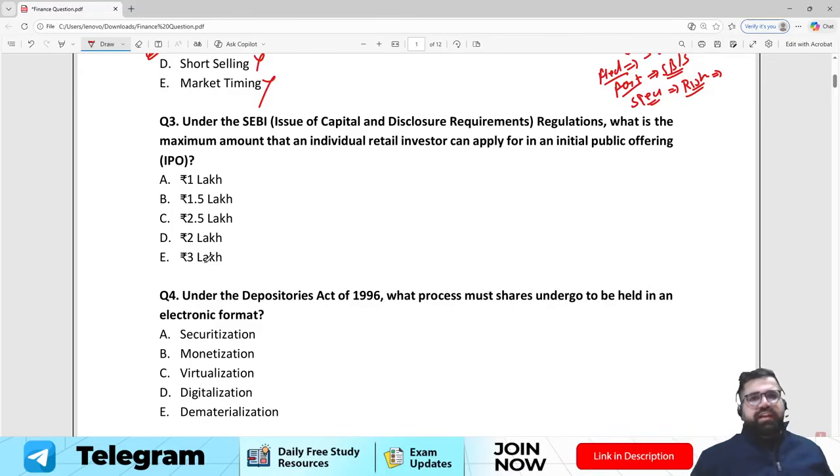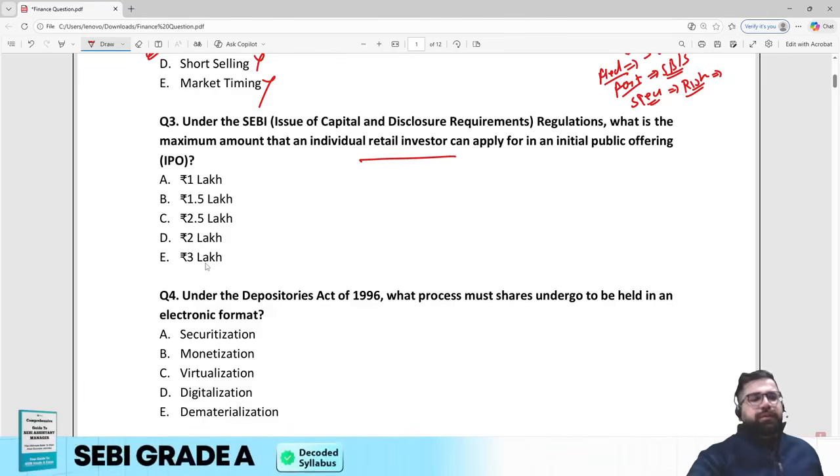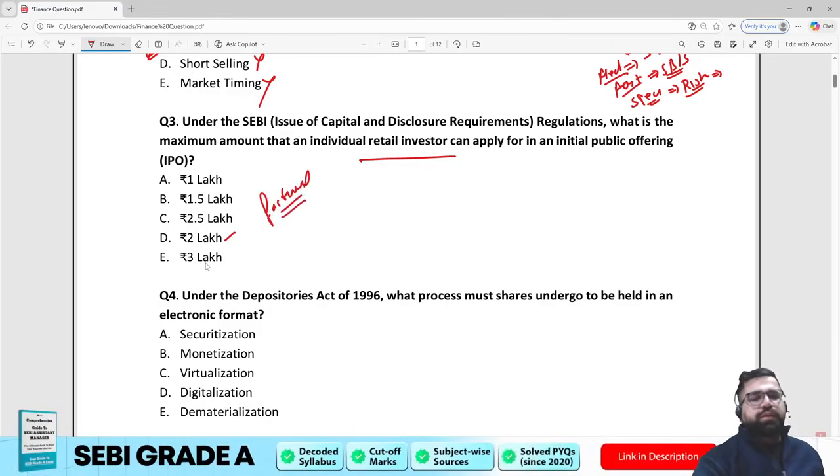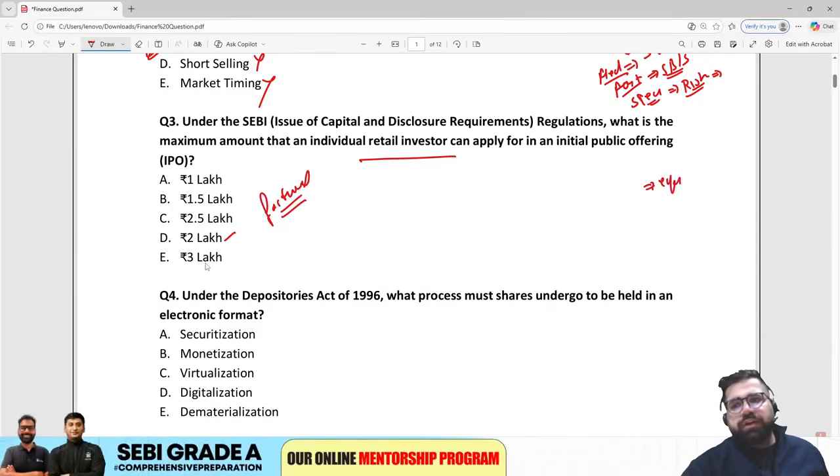The question is clear, straightforward. Under SEBI regulations, what is the maximum amount an individual who is a retail investor can apply for IPO? Now we all know the answer will be 2 lakh. Now this is what a factual question is. Now if you know the answer, then only you can mark it.